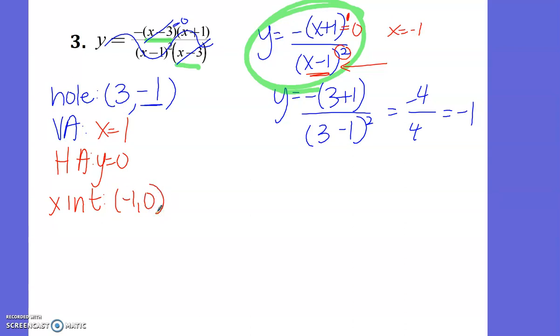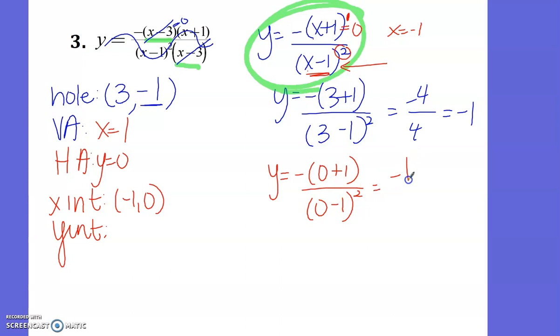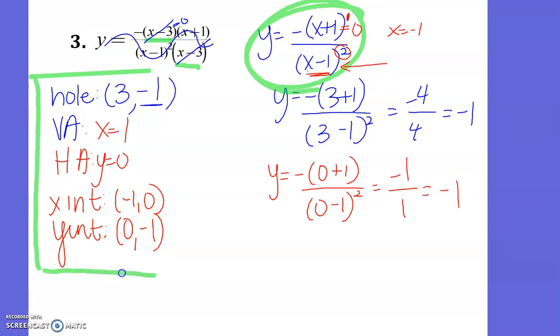I'm writing these as ordered pairs, so intercepts we always write as ordered pairs. I don't want to see x equals and y equals. Y-intercept, I'm going to plug in 0 for x and solve for y. Okay, so I get -1/1, so y-intercept at (0, -1). And there are all the important characteristics.